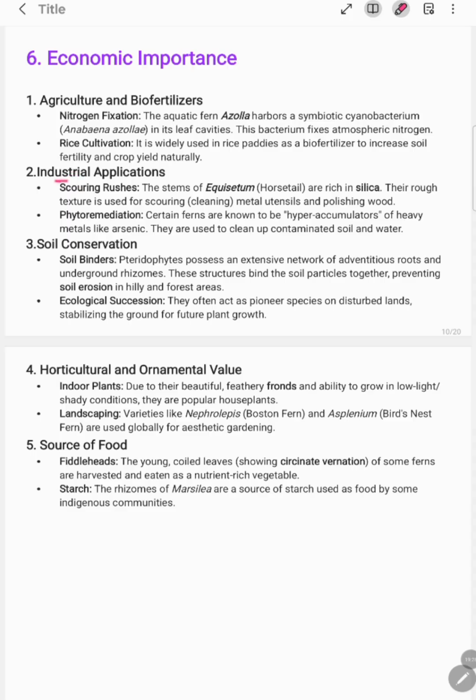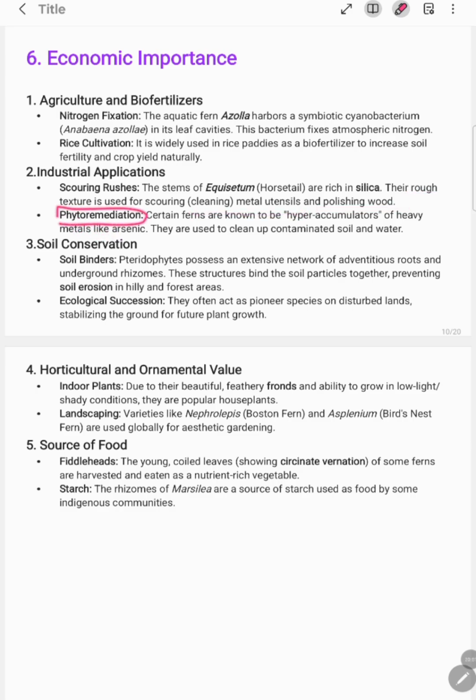Okay, another important role is in industries. The stem of equisetum, okay, is rich in silica. We have discussed earlier. Okay, the stem of the equisetum is rich in silica, as their rough texture is used for cleaning metal utensils and polishing the wood. Okay, this rough texture helps to clean the utensils and polish the wood.